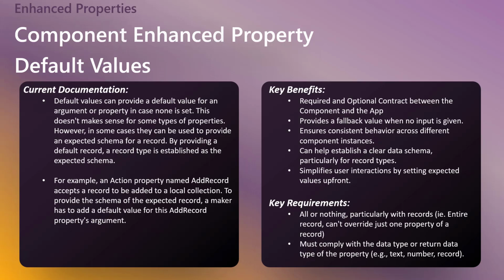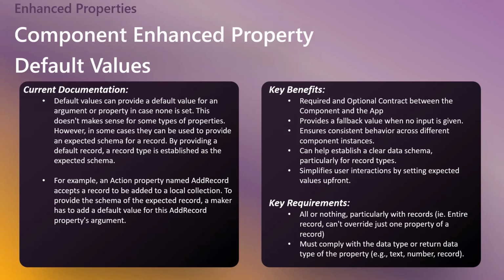But it also ensures consistent behavior across your component instances, can help establish clear data schema. So for example, if you're using records and you've got very specific data in your record that you need, it provides that clarity, which is super valuable. And then it simplifies user interactions by, again, setting that expectation of values up front.